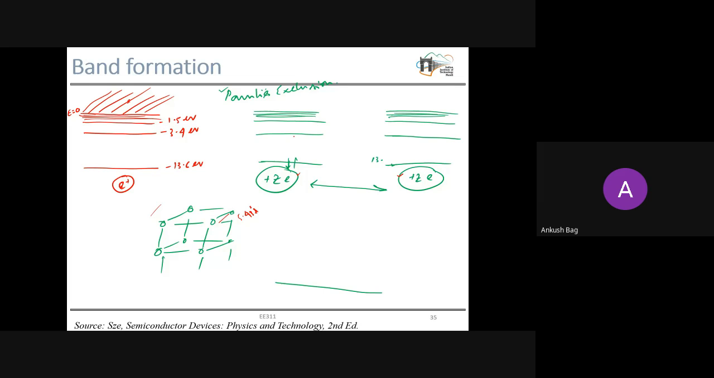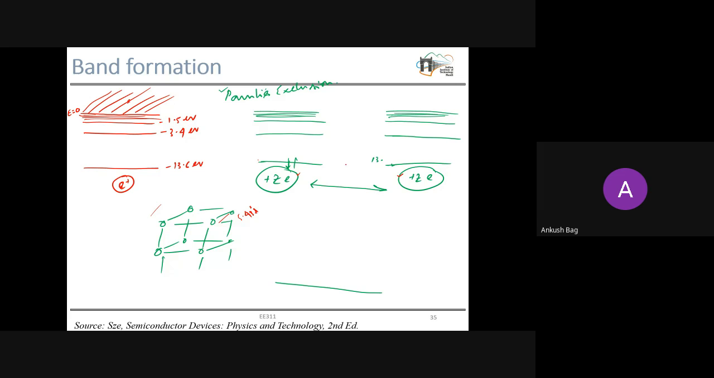Now here is one interesting thing. When these atoms are close together, they will see the effect of each other, and then there will be this Pauli's exclusion. Due to this Pauli's exclusion principle, what will happen? This discrete energy level will get split.